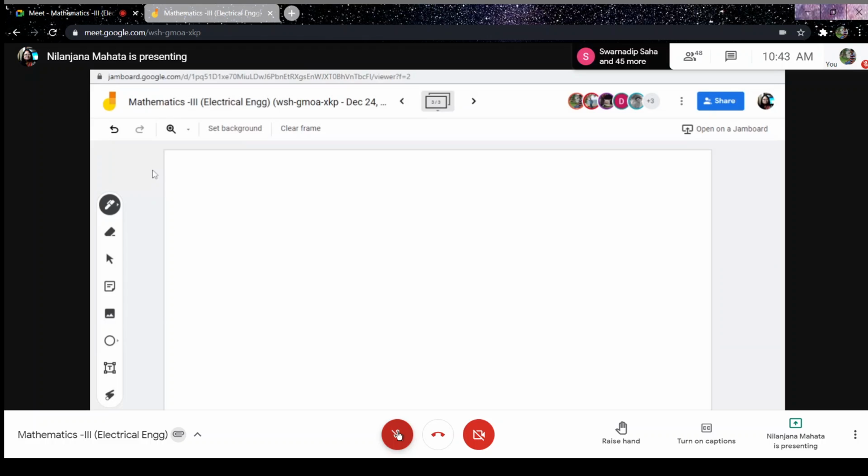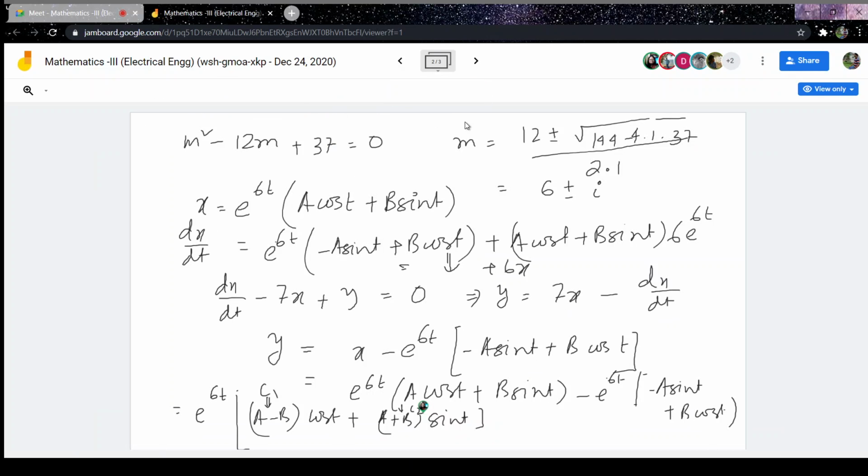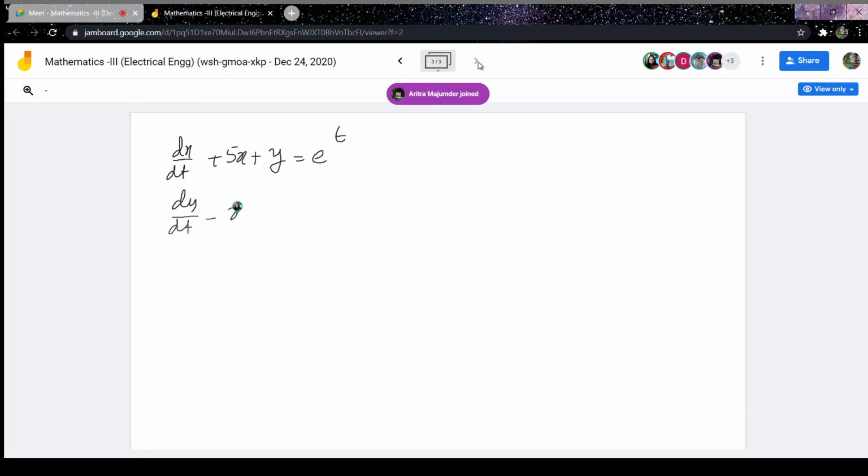Suppose dx/dt plus 5x plus y is equal to e to the power t, and dy/dt minus x plus 3y is equal to e to the power 2t. Okay, so you can either replace x from this, or you can replace y from this. Whatever you choose, that is your choice.